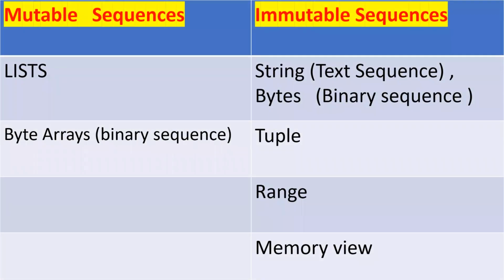Now, this is the list of mutable sequences as well as immutable sequences. Mutable sequences are lists and byte arrays, that is, a binary sequence. Immutable sequences are string, which is a text sequence, bytes, which is a binary sequence, tuple, range, and memory view. So this is the list of mutable sequences as well as immutable sequences available in Python.